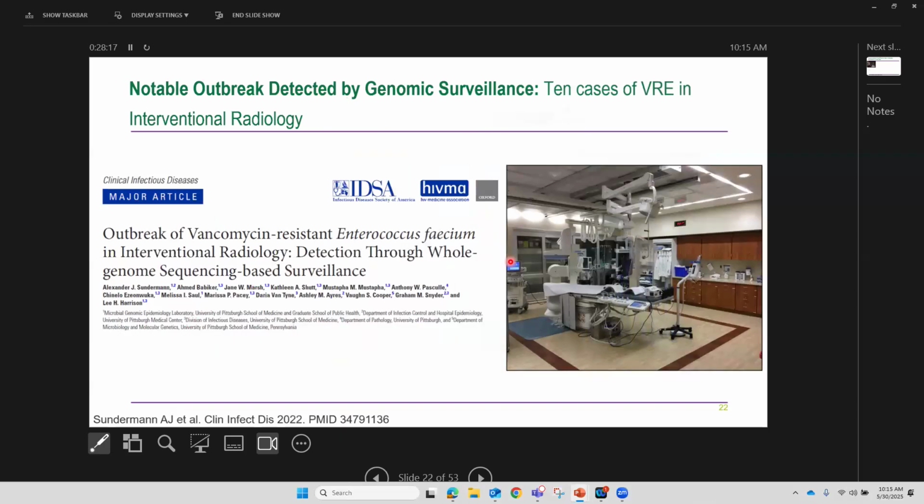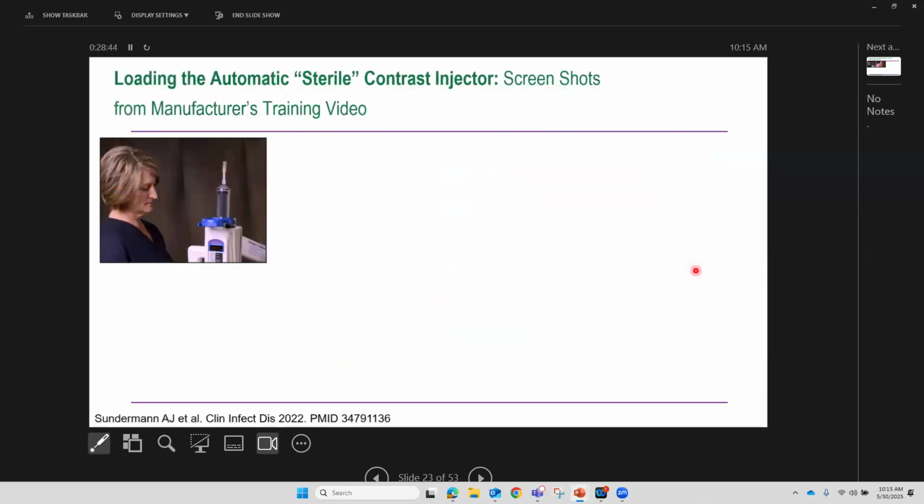This is before the machine learning was up and running, so we looked in the EHR the old-fashioned way. Of the 10 patients in this outbreak, 9 had had interventional radiology procedures done. This is the gurney where patients lie for their procedure. I think you can see there's this massive syringe where sterile contrast is drawn up to be injected into patients. So I'm going to show you how this is done.